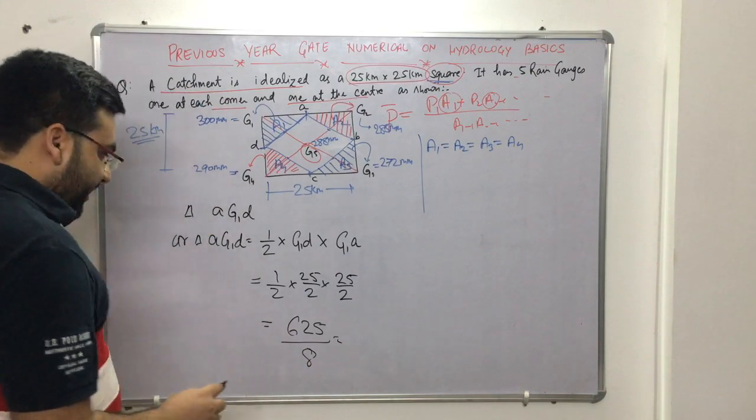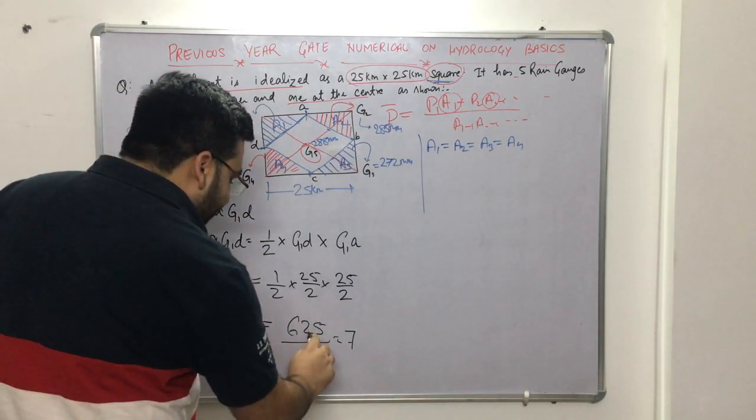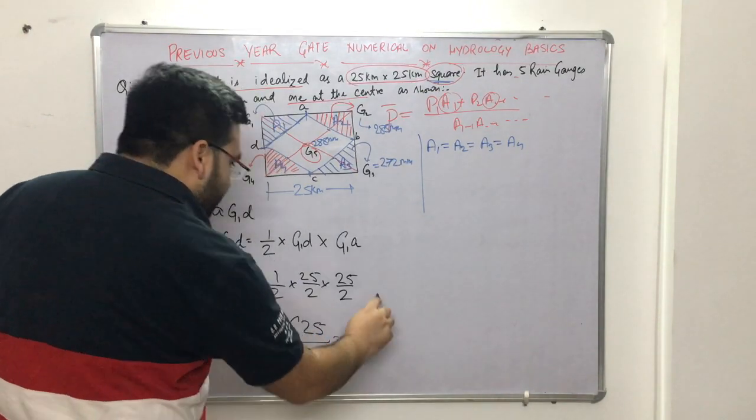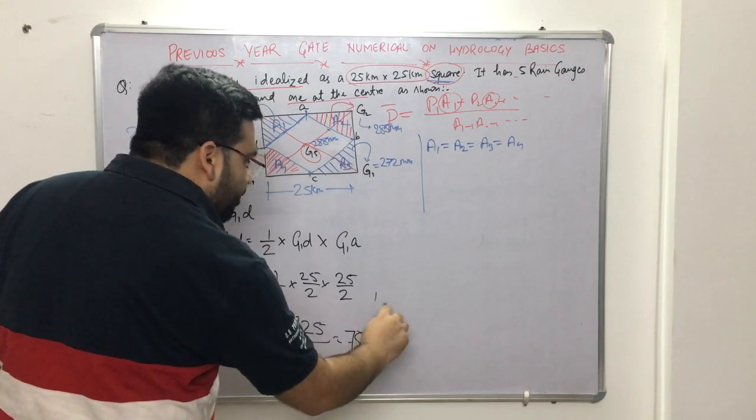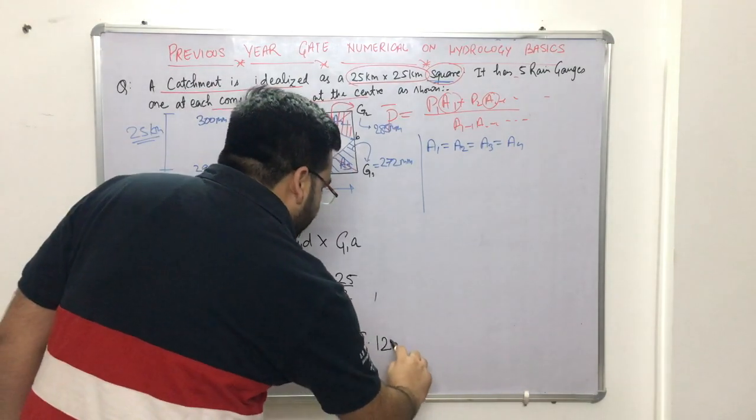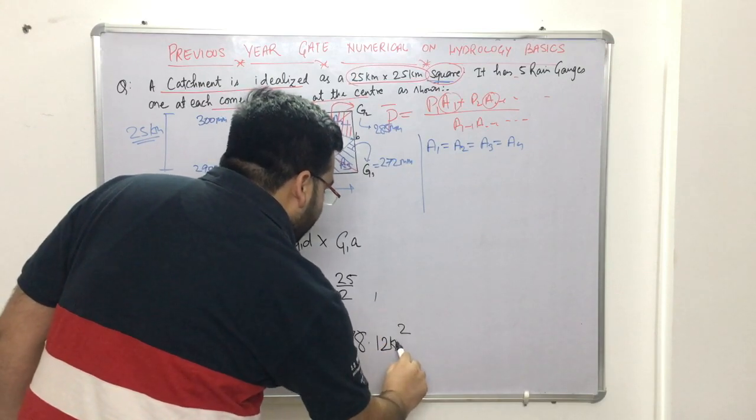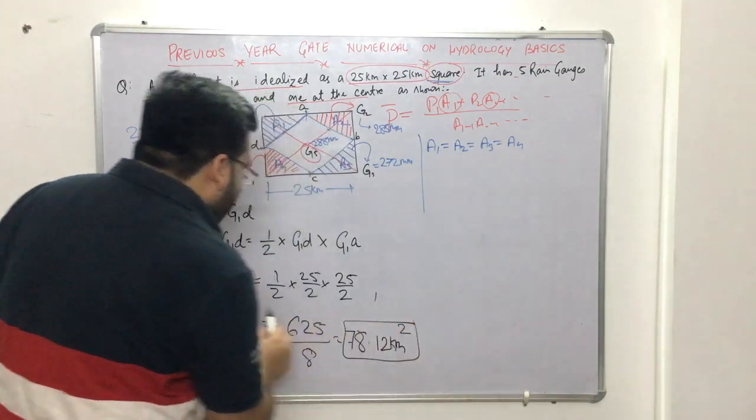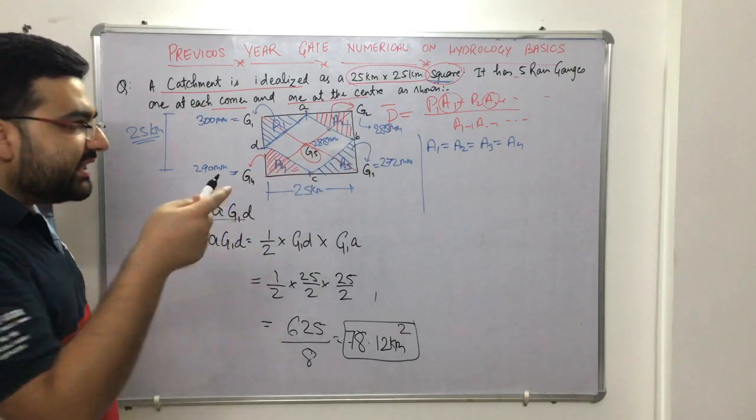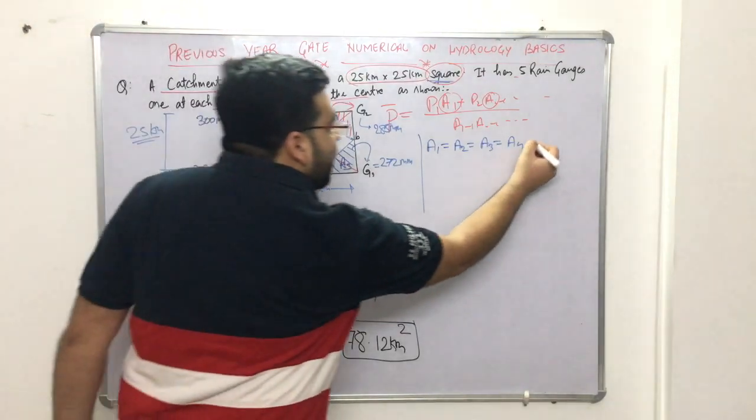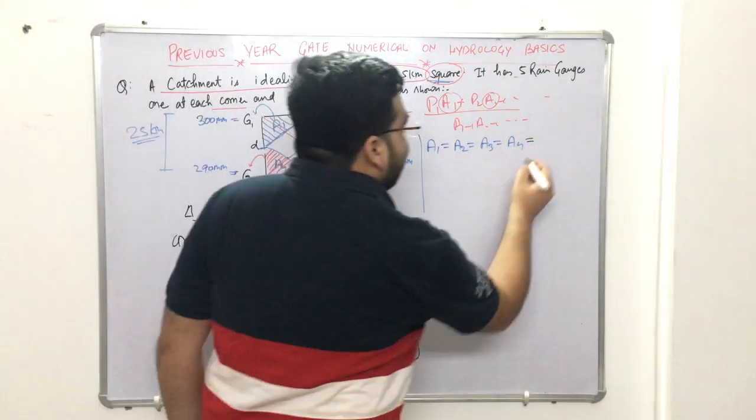Now if you solve it, you will be getting 625 divided by 8. It comes out to be nearly 78.12 kilometer square. So you have got the area of A1, this triangle, and this A1 is equal to all the areas A2, A3, A4. So I can say that A1 is equal to A2 is equal to A3 is equal to A4 is equal to 78.12.